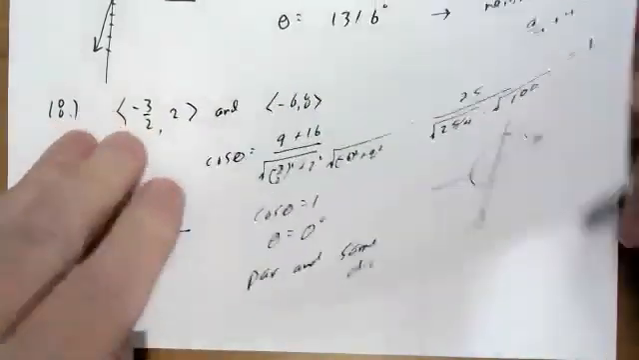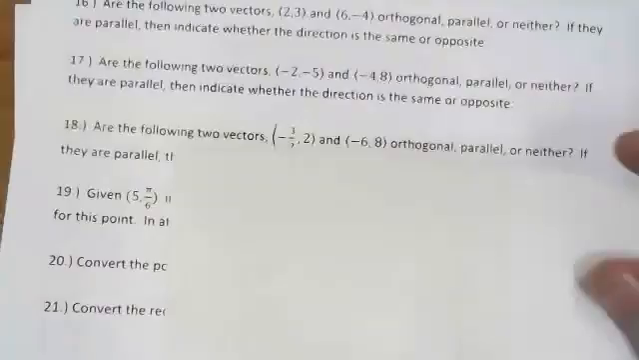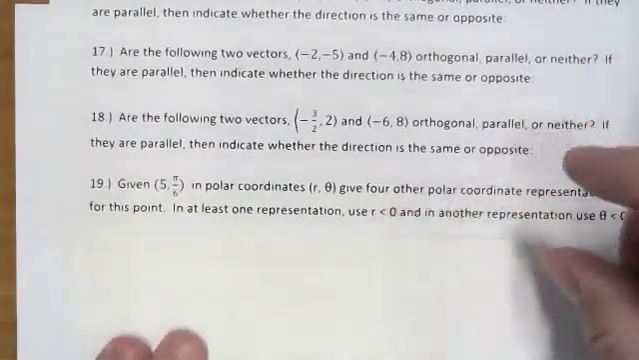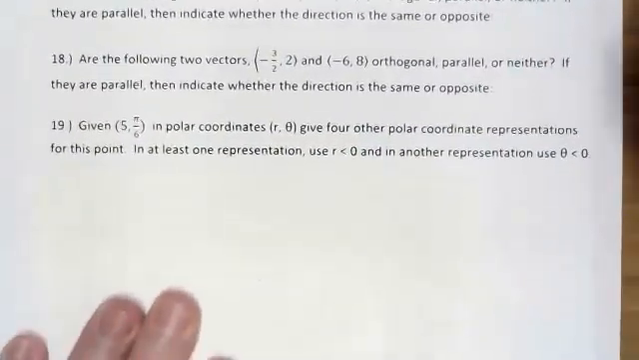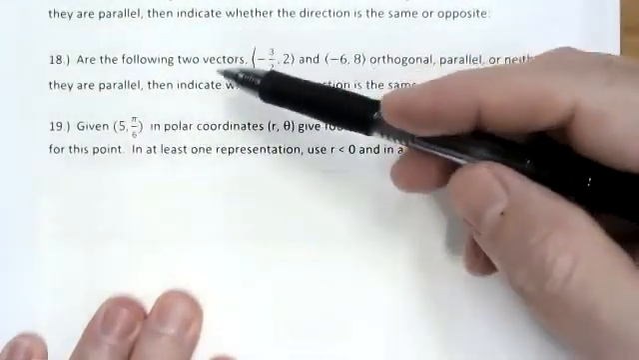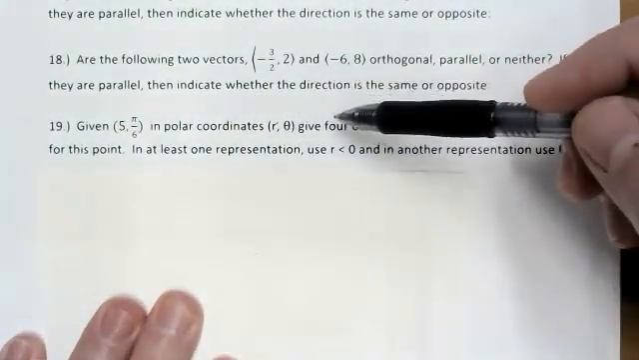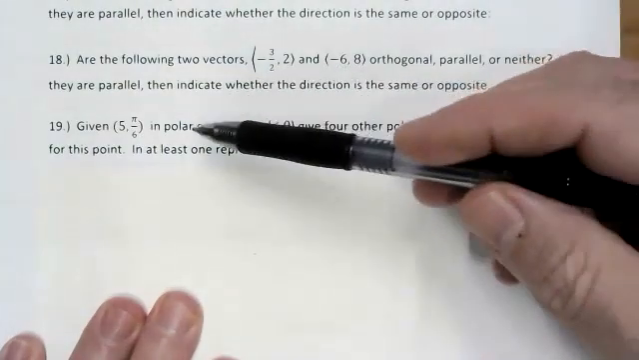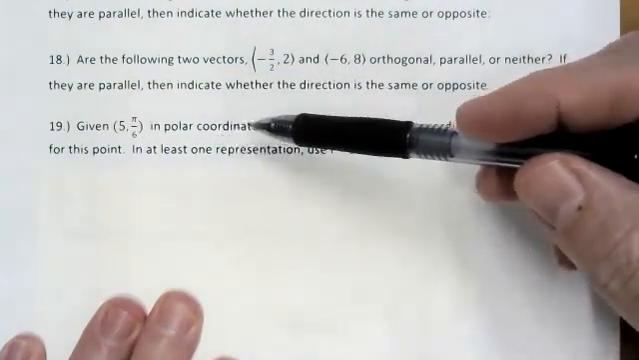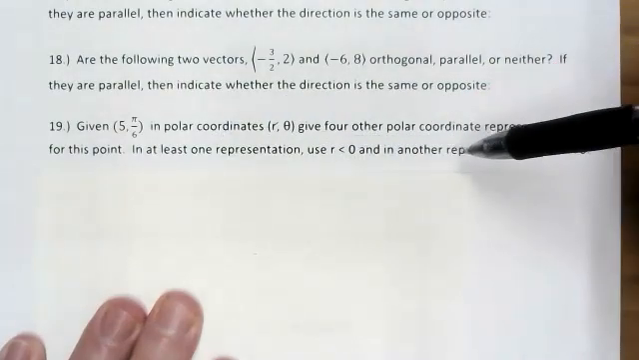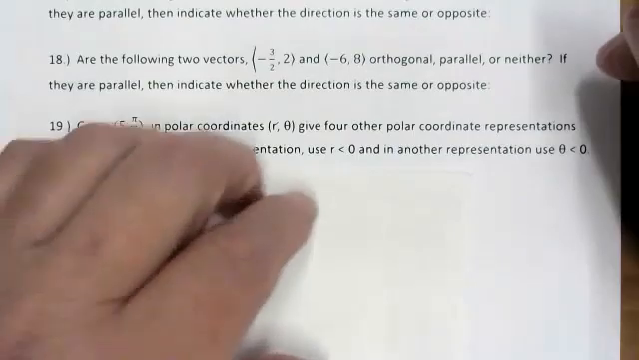All right, now 3 more problems, and they deal with the last topic on this test, and that's polar coordinates. So 19, given 5 pi over 6 in polar coordinates are theta, give 4 other polar coordinate representations for this point. And at least one representation use r less than 0 and another representation use theta less than 0. All right. The polar coordinates.